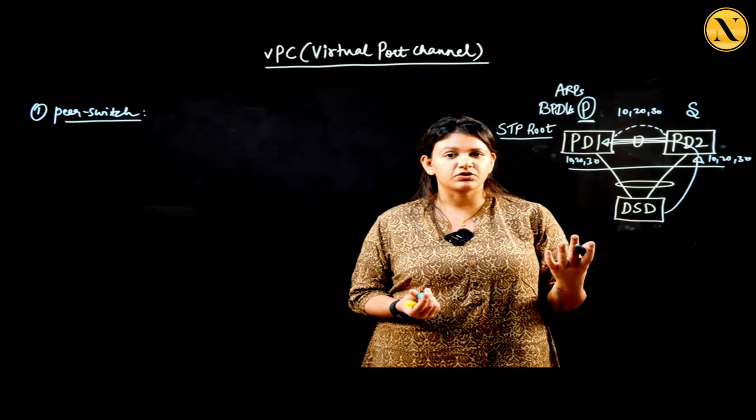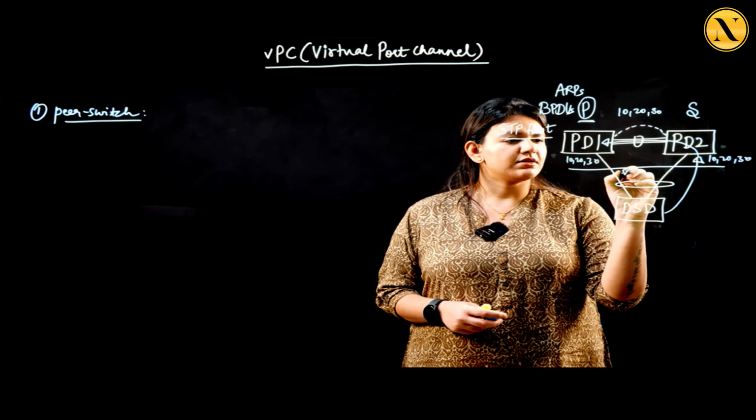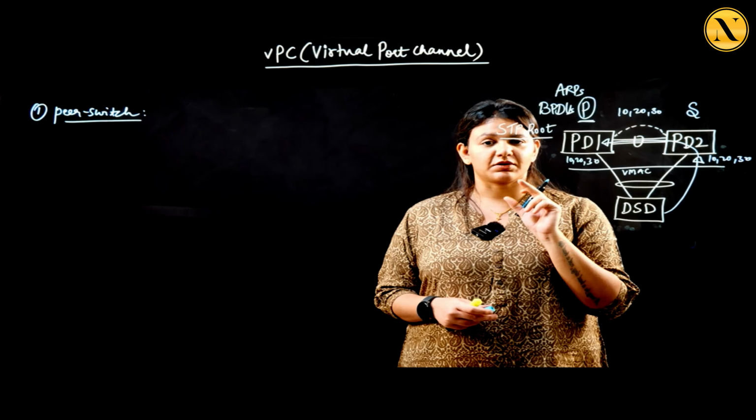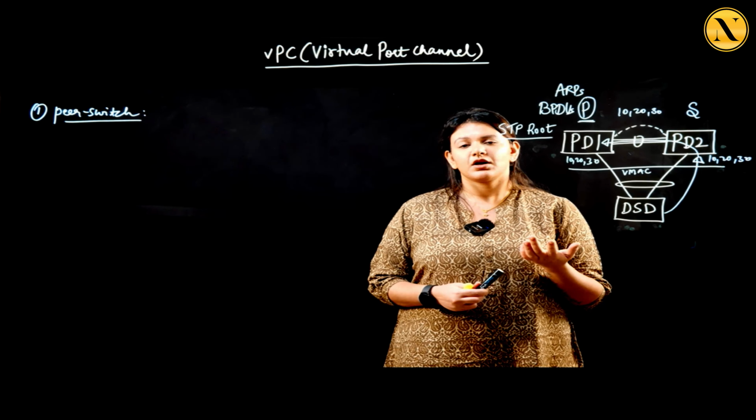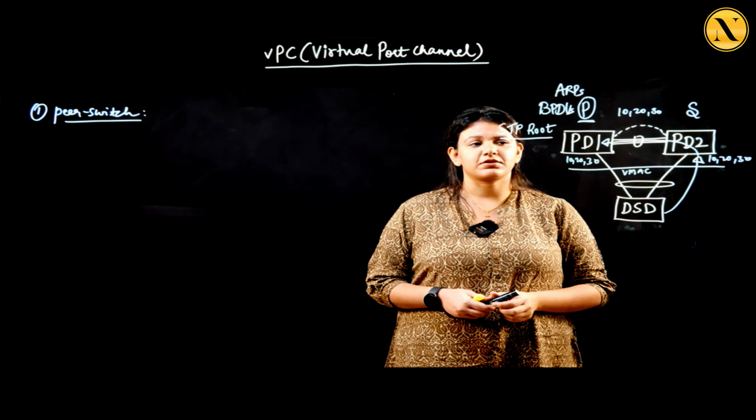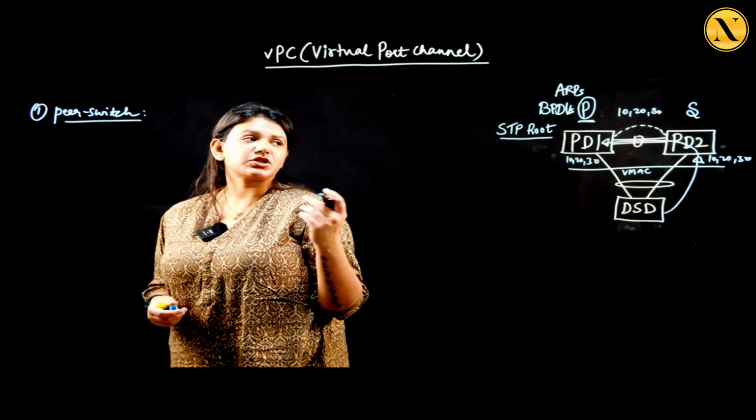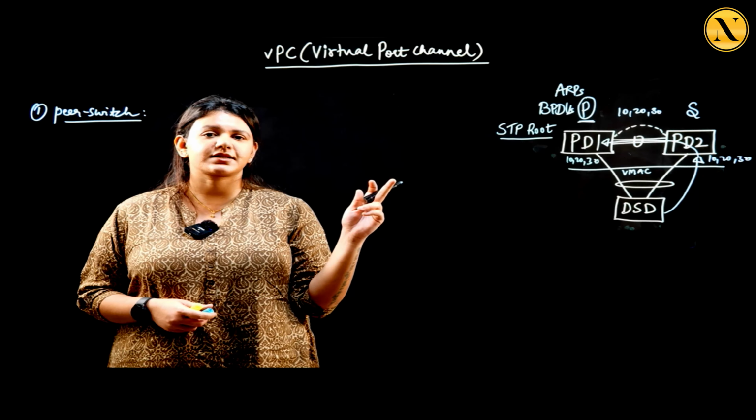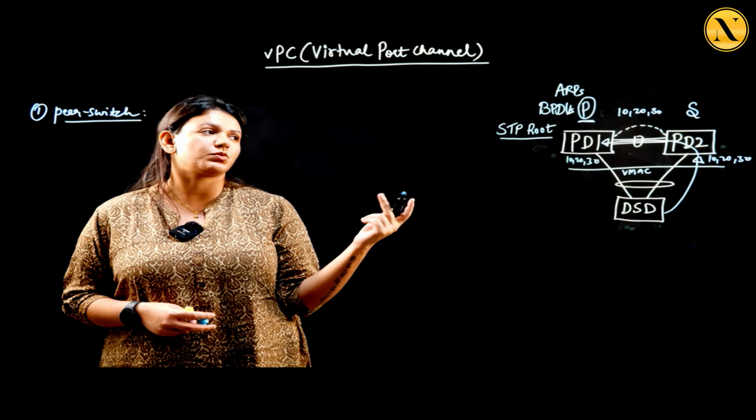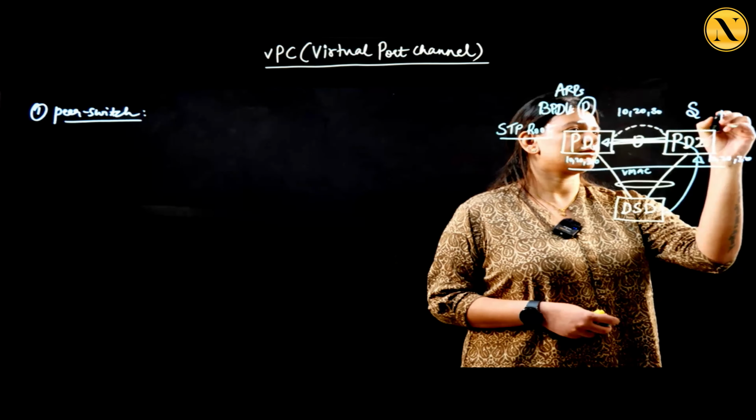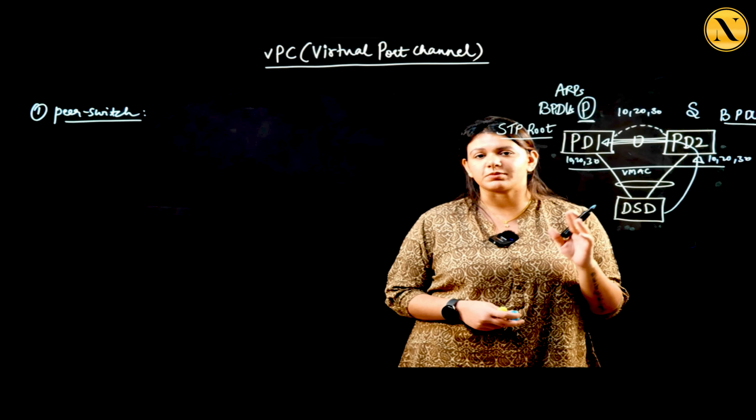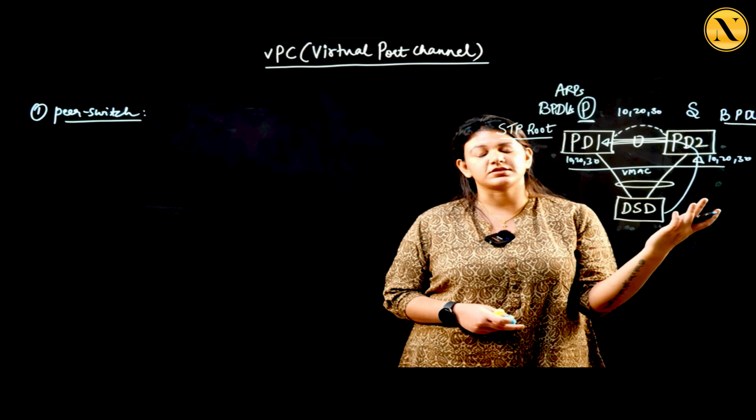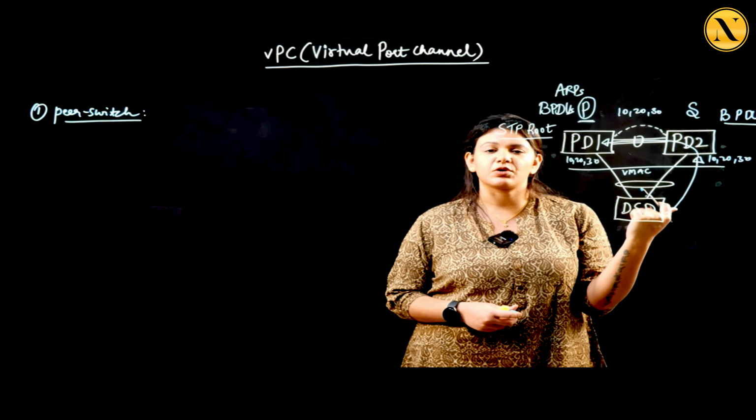How are they appearing together as the STP root? Whenever you configure VPC, a virtual MAC address gets generated. That MAC address is going to be shown as the STP root MAC address. So peer switch basically gives the secondary device the capability to process BPDUs as well. If any BPDUs are hashed towards the secondary now, the secondary does not have to forward them to the primary, because it is behaving as an STP root along with the primary. It can go ahead and handle them.